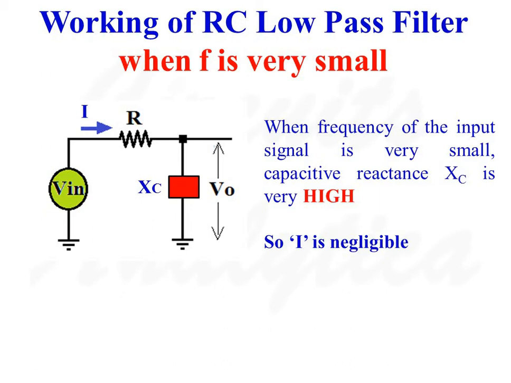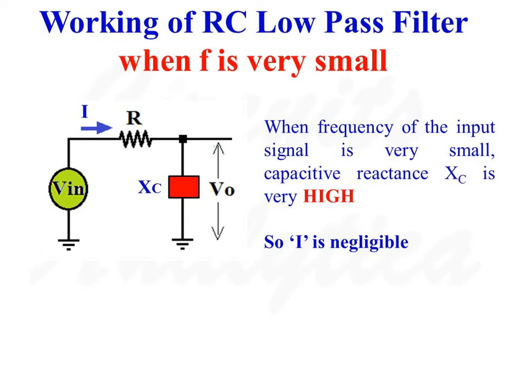Next, let us discuss the working of RC low pass filter when frequency of the input signal is very small, say 1 or 2 Hz. When frequency of the input signal is very small, capacitive reactance Xc is very high. As capacitive reactance Xc is very high, current I is negligible, as current I is equal to Vin divided by R minus jXc. So this time denominator is very high.